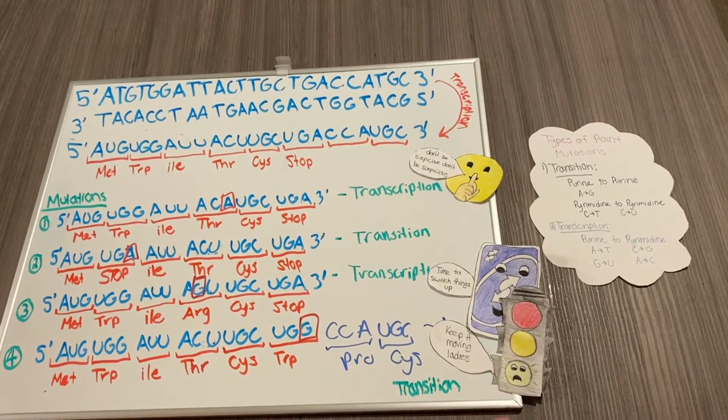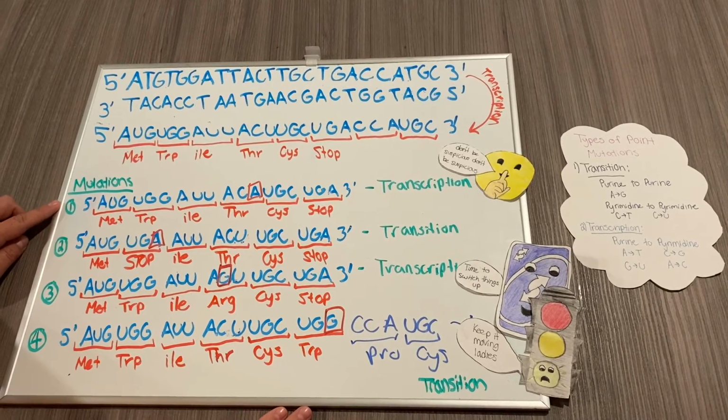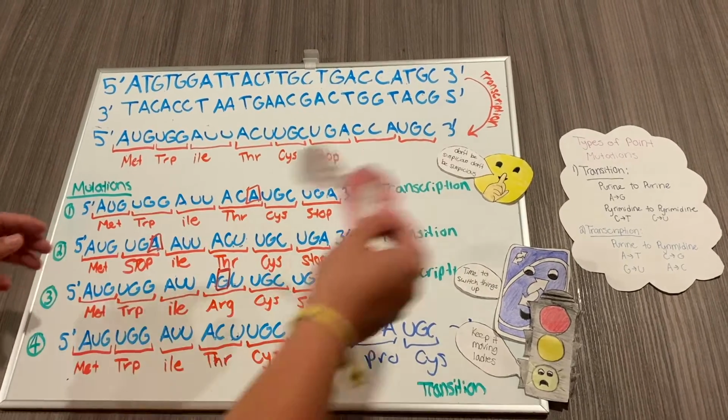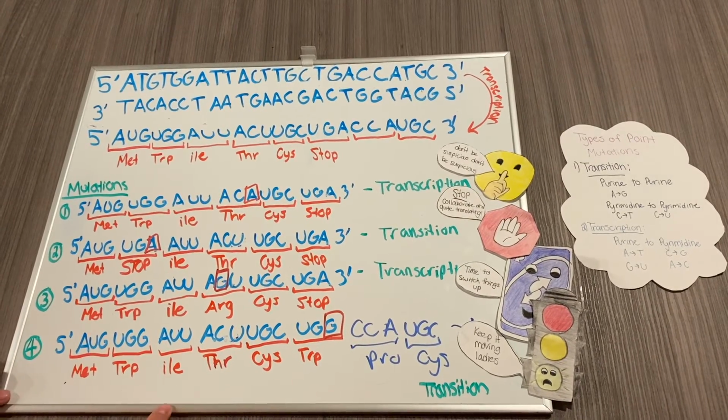So in order, let's review the type of mutations that we had today. We had a silent mutation, a nonsense mutation, a missense mutation, and a read-through mutation.